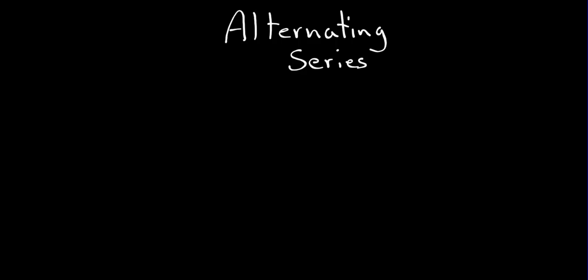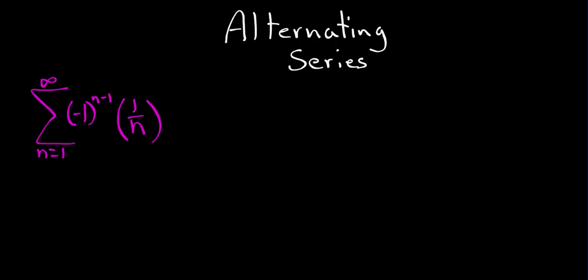Next, we're going to look at alternating series and how we determine whether or not an alternating series converges. When I say alternating series, it's a series that looks something like this: n equals 1 to infinity, negative 1 to the n minus 1, 1 over n. We say it's alternating because the terms alternate back and forth between positive and negative.